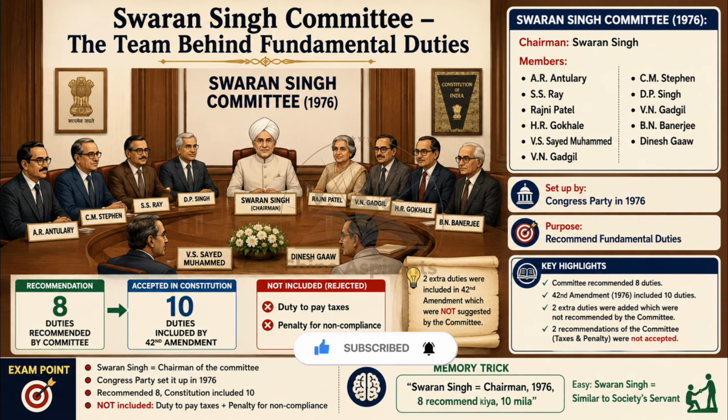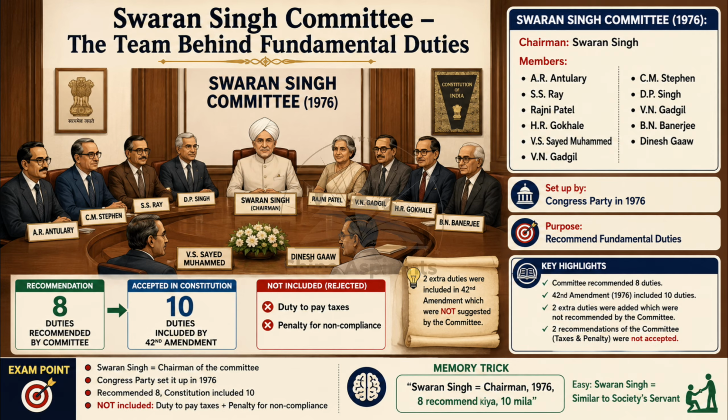The purpose was to examine whether fundamental duties should be added to the Constitution, and if yes, which duties. The committee recommended 8 duties. But the 42nd Amendment Act added 10 duties. So 2 additional duties were added beyond the committee's recommendation. And critically, the committee also recommended that Parliament may provide for the imposition of penalty or punishment for non-compliance with duties. And it recommended that duty to pay taxes should be a fundamental duty. Both of these recommendations were not accepted and were not incorporated in the Constitution. This distinction, what was recommended versus what was accepted, is a very commonly tested prelims fact.